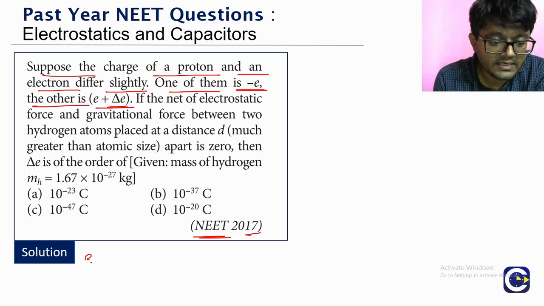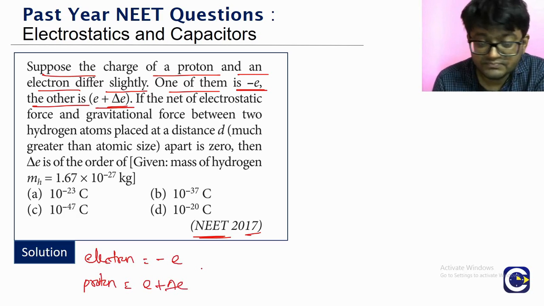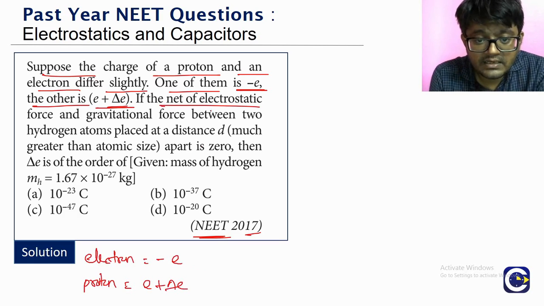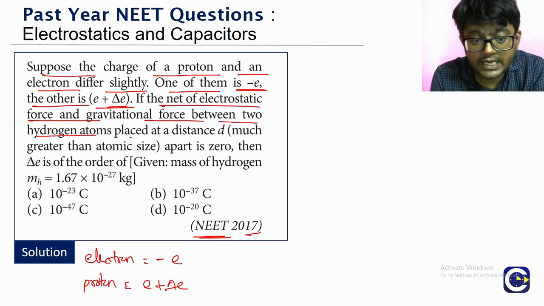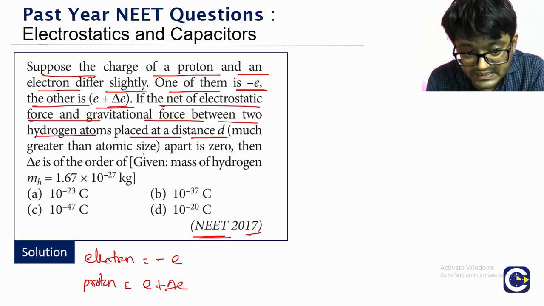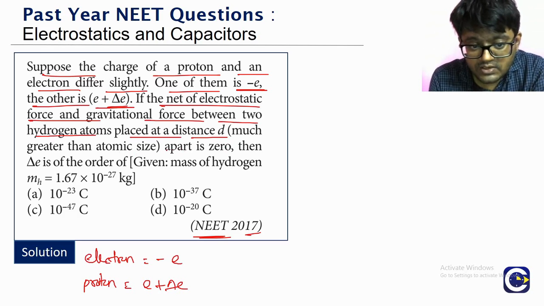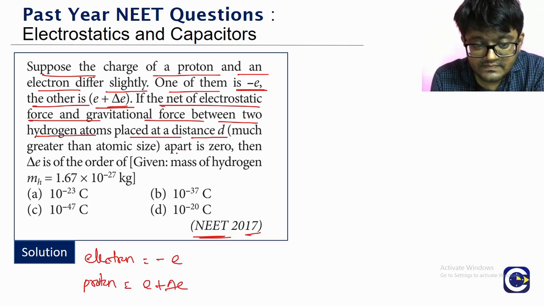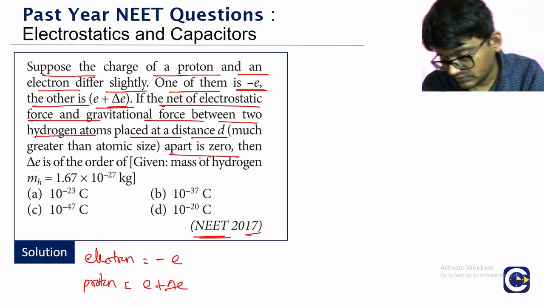Means what here? Electron is minus E, proton is E plus delta E. If the net electrostatic force and gravitational force between the two hydrogen atoms placed at a distance d, where the distance we have to assume is much greater than the size, is 0, means the net force is 0.